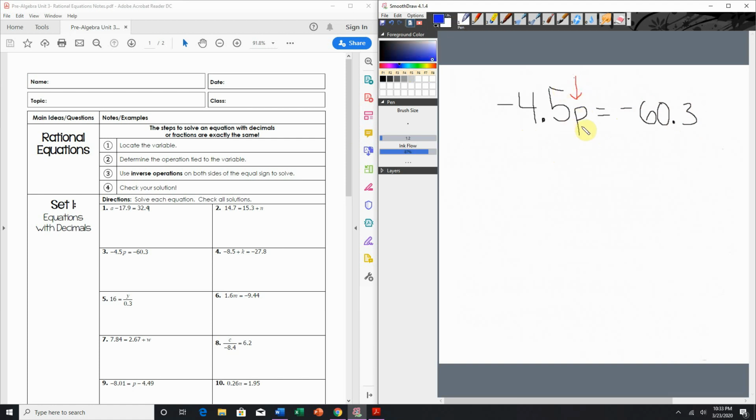Okay, so we talked about this in class. There's no plus sign or minus sign, and it's not a fraction, so it's not division. So we know this has to be multiplication. Okay, please do not forget there's no plus or minus there. They are joined together, so this is multiplication. So we know the opposite of multiplication is division. And we're going to have to divide by whatever is attached to that p. So in this case, it's negative. Don't forget the negative 4.5. And we're going to divide this side by negative 4.5 as well.